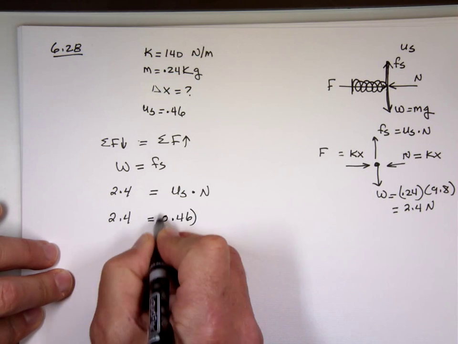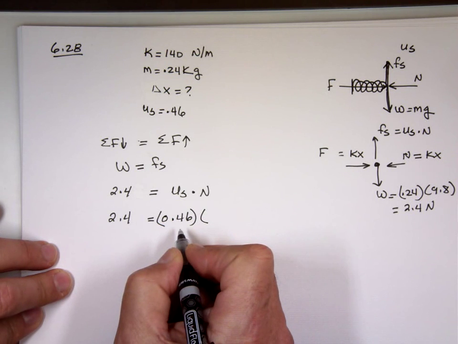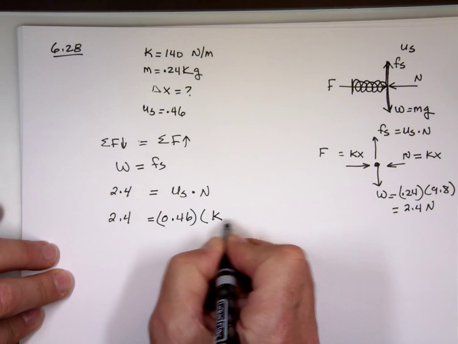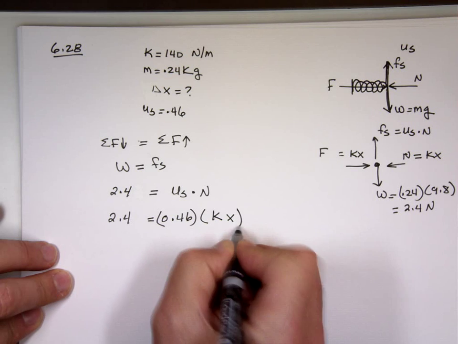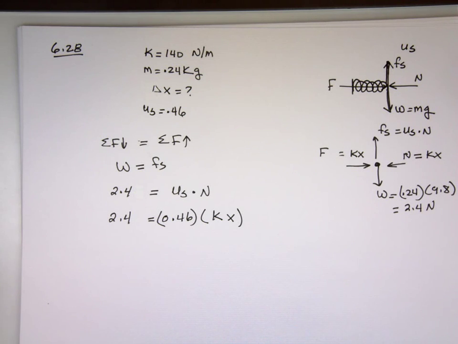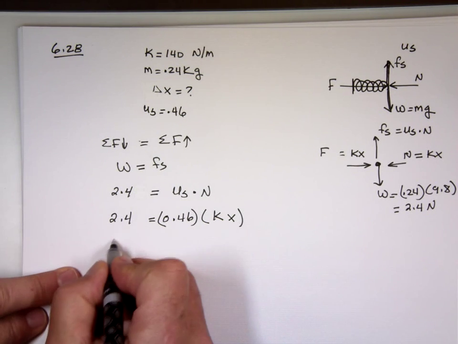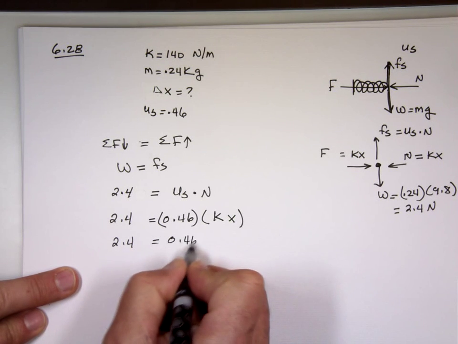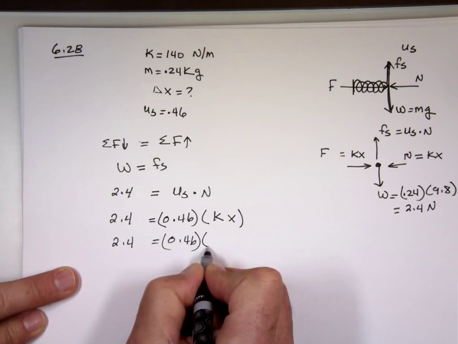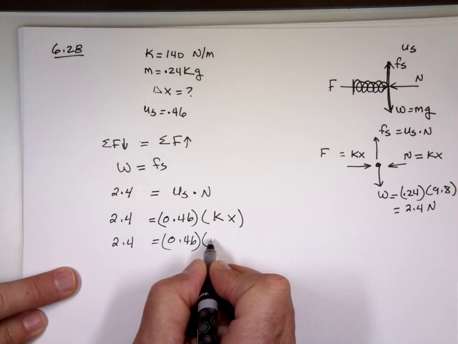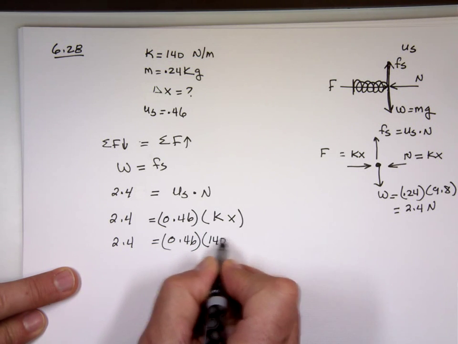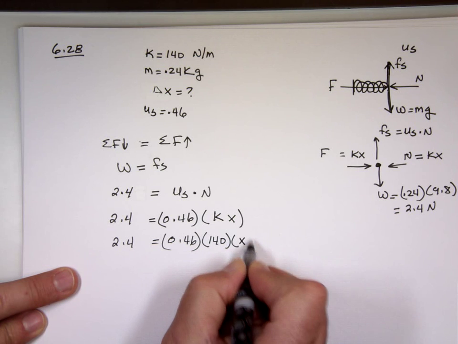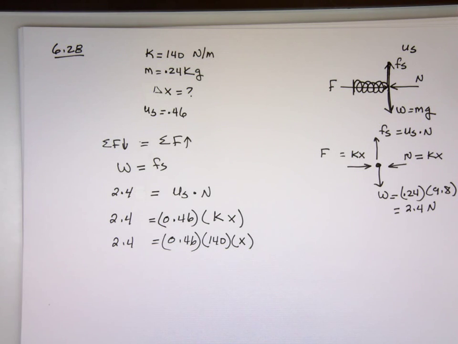And what is the normal force? K times x, or delta x, right? Do we know what K is? Times K. K happens to be what? 140? Do we know what x is? No. How many unknowns in that equation? One unknown.